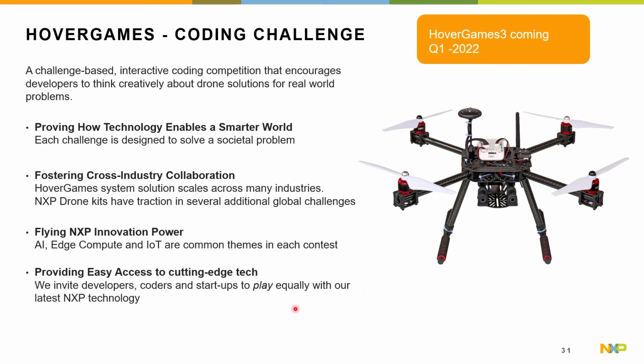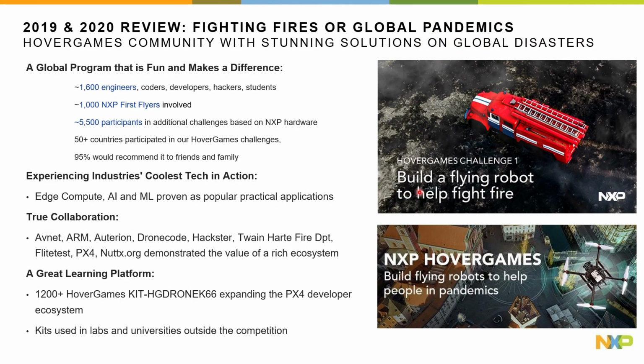We usually pick a societal challenge. So our first challenge was help fight fires with flyers, and our second one was help people in pandemics. HOVERGAMES 3 will be a similar societal theme coming up, likely focused on edge compute, AI, and ML, and a lot of collaboration opportunities here. We've had huge interest and great success with our first two HOVERGAMES programs, and we expect to see the same thing in our third.